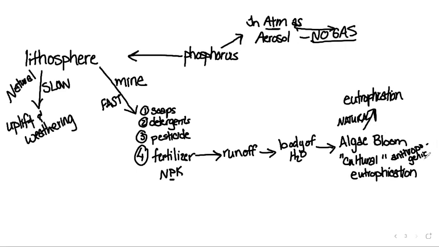Latin, Greek, the suffix IC means process of, Genesis means beginning, anthropos means human. It's the process of beginning with humans. Okay?